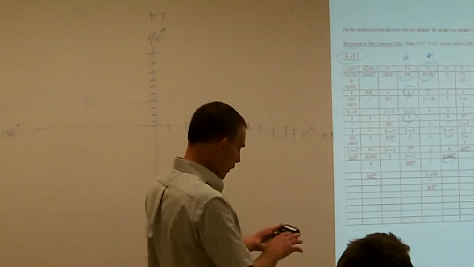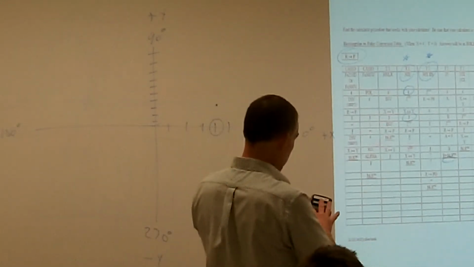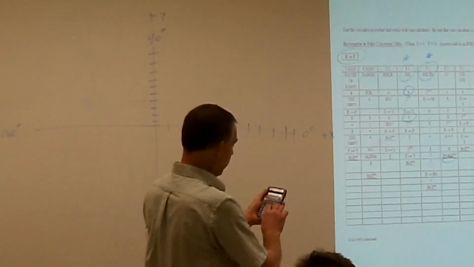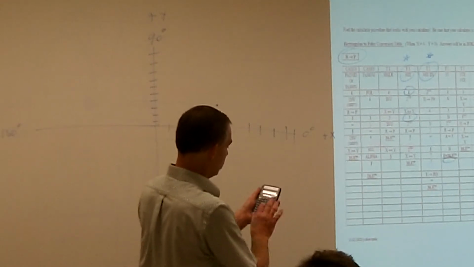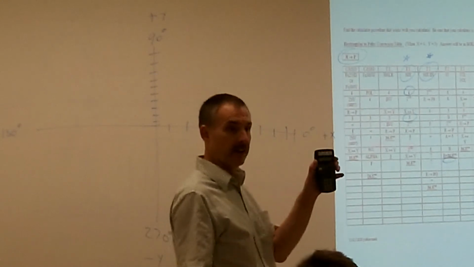Okay. So I'm going to go 4, second XY. And then I'm going to go 3, second, and then I'm going to go rectangular to polar. And then you got 5. Did everyone get 5 on their calculators?